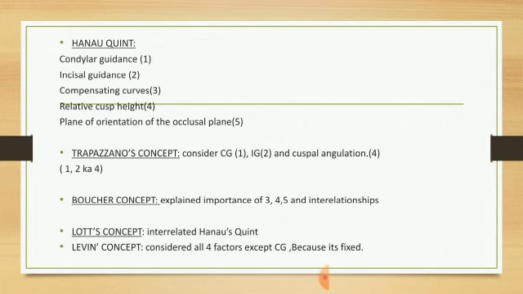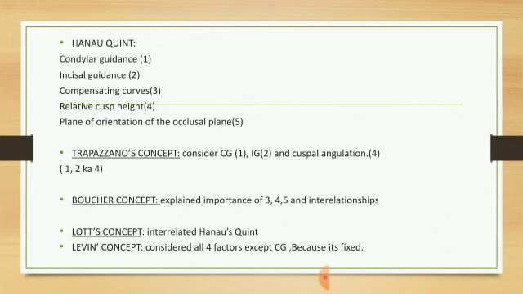Next, Boucher's concept. Boucher opposed Thomas's concept and explained the importance of factors 3, 4, 5 and their interrelationships. Boucher basically told him that it's not just the first, second, and fourth factors which are important, but also factor number 3, that is compensating curves, and factor number 5, that is plane of orientation. Boucher explained their interrelationships.